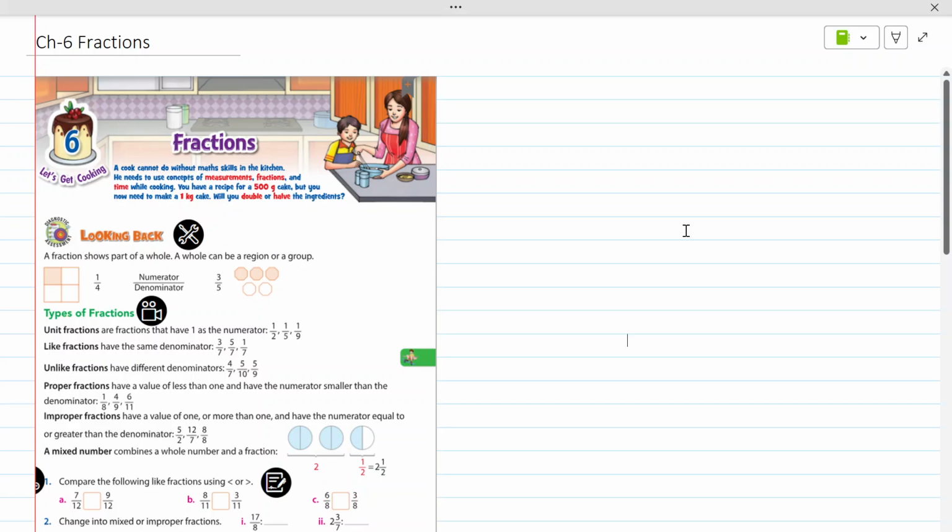This is the sixth chapter of your mathematics book. Okay, so what are fractions? Fractions we have already done in the previous class. Fraction is a part of a whole.